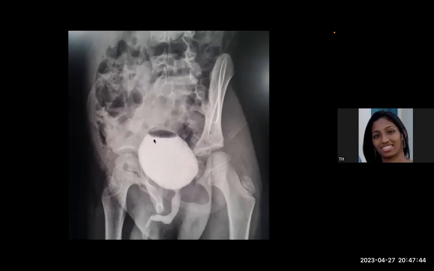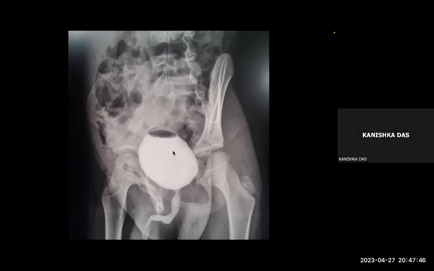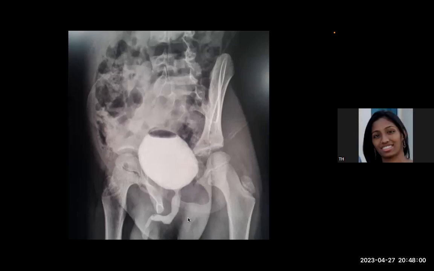Sometimes normally also during MCU while filling, you might have pushed air in, it's injected. That is what is happening. It's not a pathological condition we are talking of here. Right. Fine. Go ahead. Describe. Bladder contour appears normal. There are no trabeculations, no diverticula. Posterior and anterior urethra appear normal. What about bladder size?